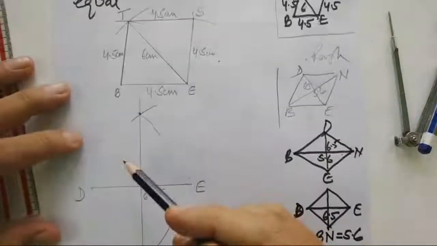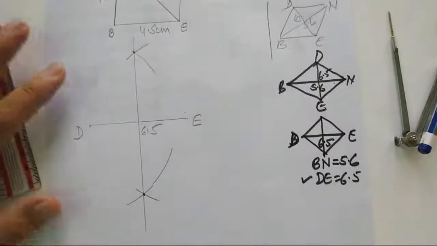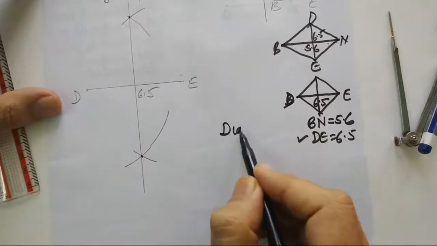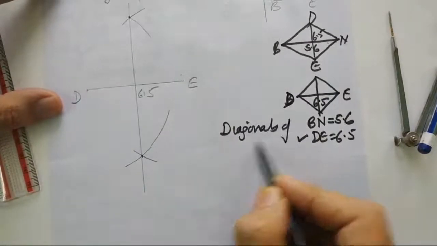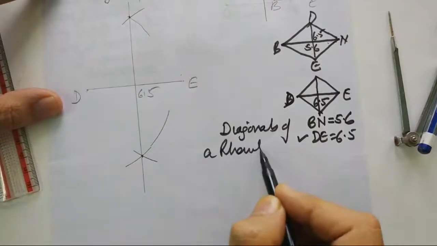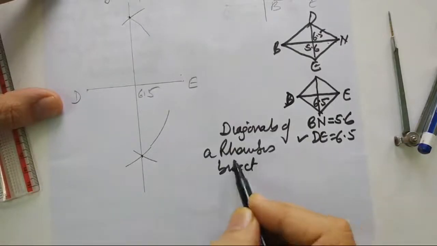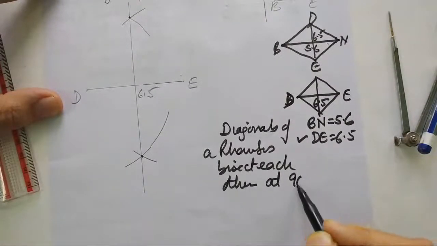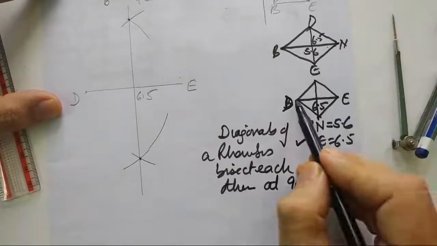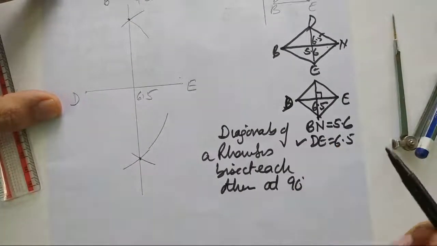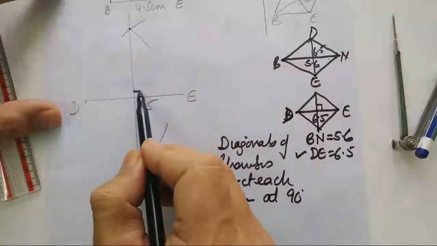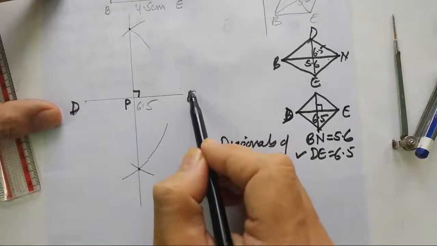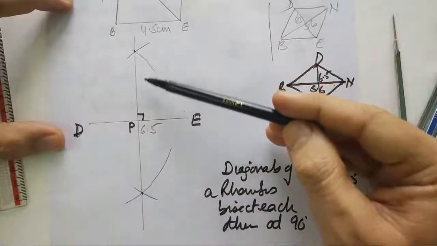Therefore, I have used a property of rhombus, and the property of rhombus is diagonals of a rhombus bisect each other at 90 degrees. So this diagonal and this diagonal are bisecting at 90. So I have made this 90 here. I am calling it point P. So D, E were 2 points. I have made a perpendicular bisector.